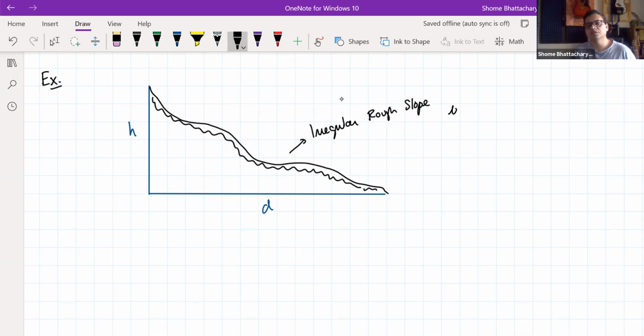So coefficient of friction is mu. And from this position here, a particle is released from rest. So it's going to slide down and eventually reach this position B. And we want to find the kinetic energy by the time it reaches B.